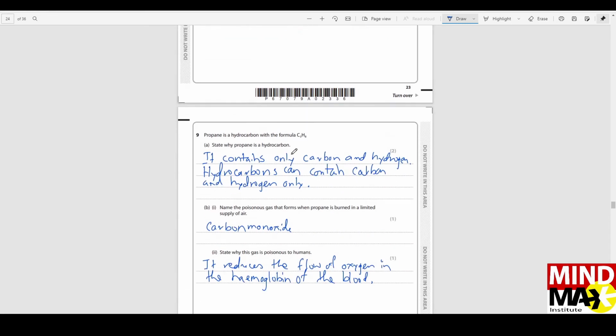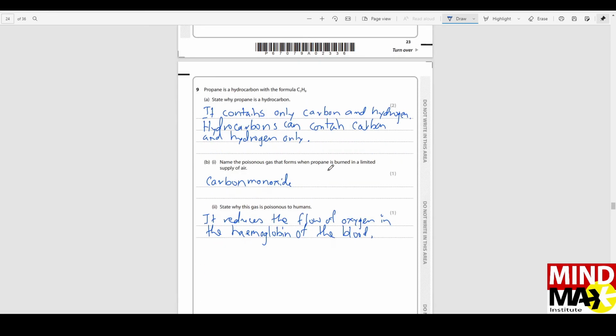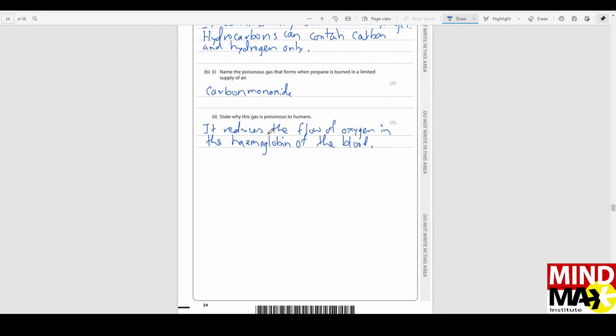Then what is a hydrocarbon? Why is propane a hydrocarbon? Because it contains carbon and hydrogen only. The poisonous gas which forms in a limited supply of air when propane is burnt is carbon monoxide. Why is it poisonous? Because it reduces the flow of oxygen in the hemoglobin of our blood.